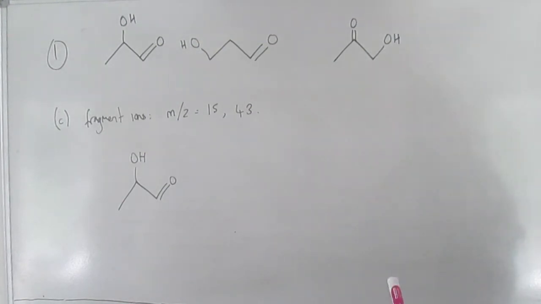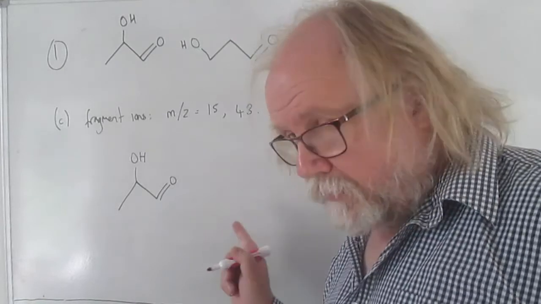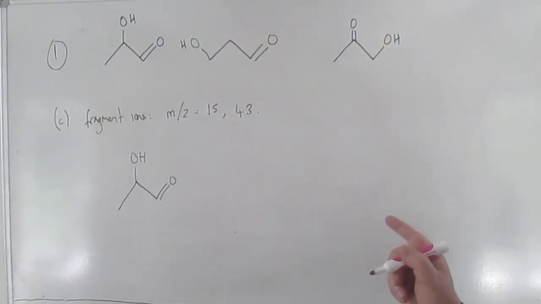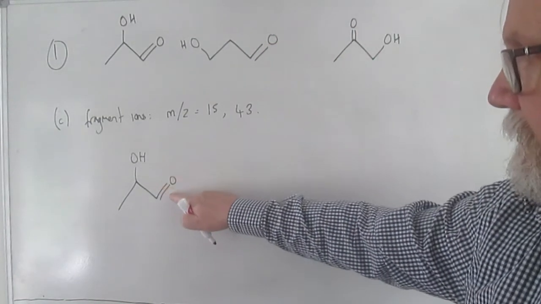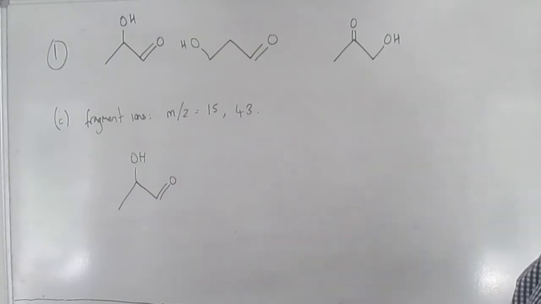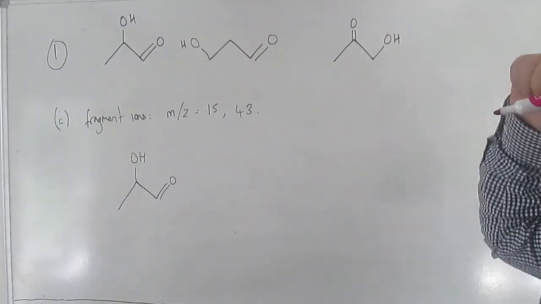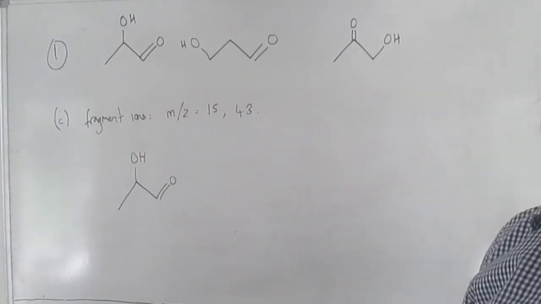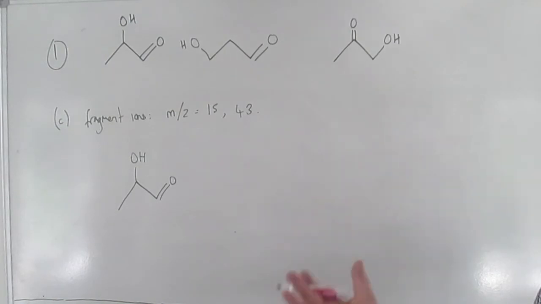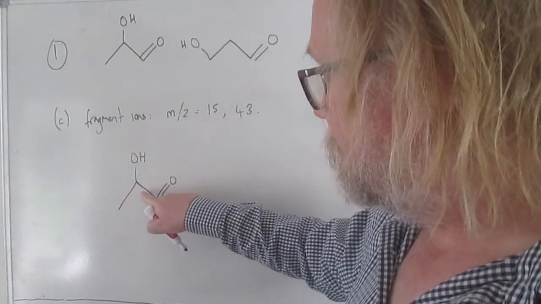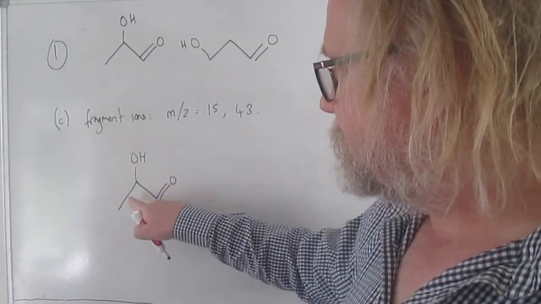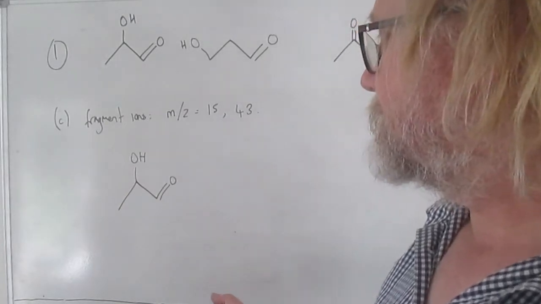So the only types of bonds that are likely to break commonly, and therefore give you an intense peak, are single bonds. So don't even think about the double bond breaking, because that's very unlikely to happen. Obviously single bonds to hydrogen might break, but that would just take one off the mass, so those are not interesting. What we're looking at in this molecule really is this bond or this one. Those are the only two single bonds that will give you fragments of any interest.